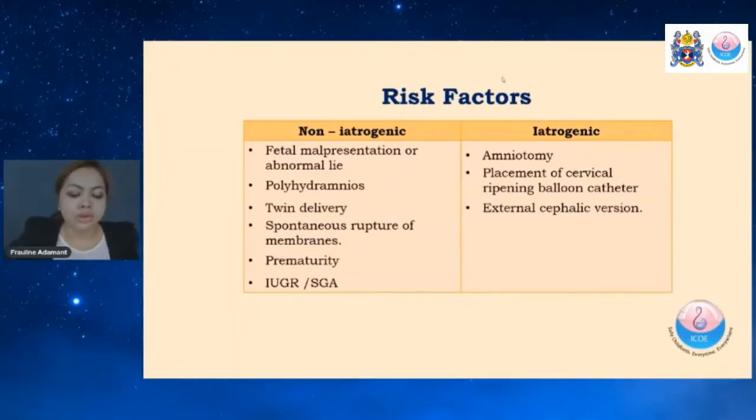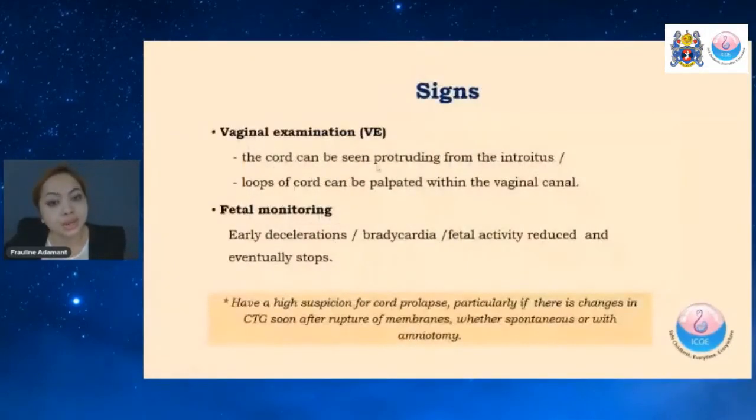Right? So bear in mind, amniotomy should be avoided if the station is still high, to prevent cord prolapse. All right, how do we recognize cord prolapse?